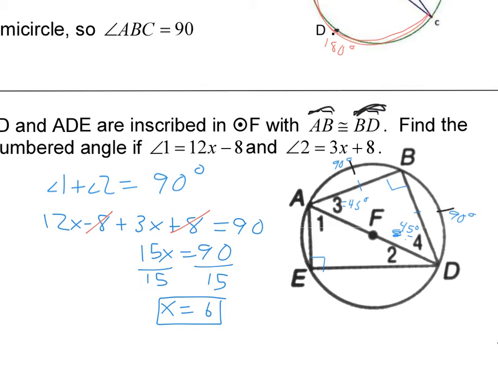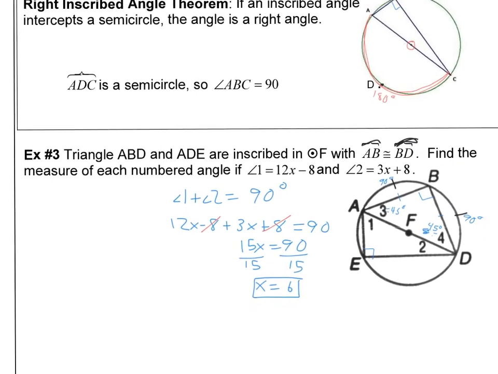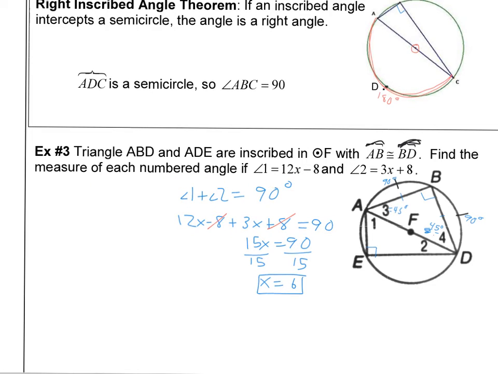Okay, again, that's not my answer. Remember, what does the question say? It says find the measure of each numbered angle. Well, we already found 3 and 4. They were pretty easy. But now we're just going to plug this back in to find 1 and 2. So angle 1 is 12 times 6 minus 8. 12 times 6 is 72. 72 minus 8 is 64. So angle 1 is 64.